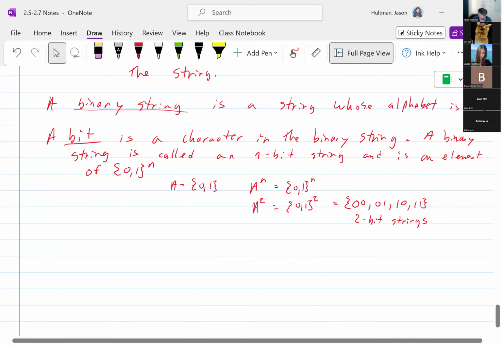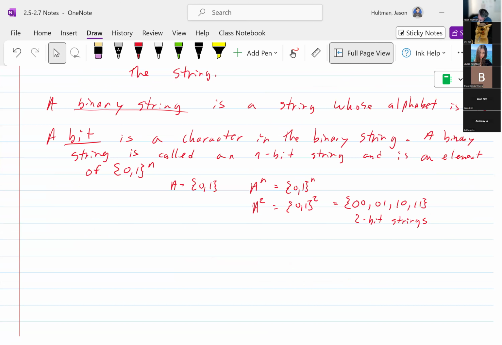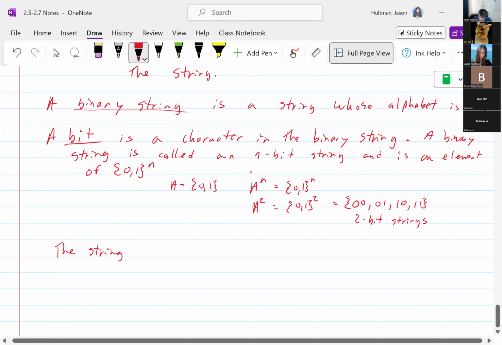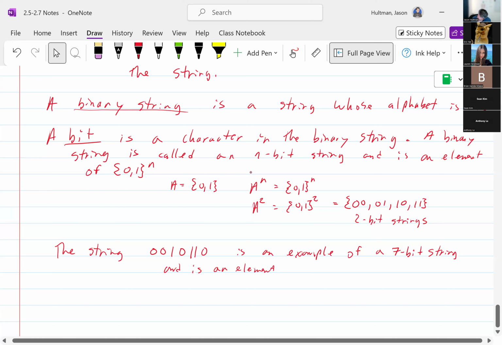And we could do n-bit strings. The string 0010110 is an example of a 7-bit string and is an element of {0, 1} to the 7th power.